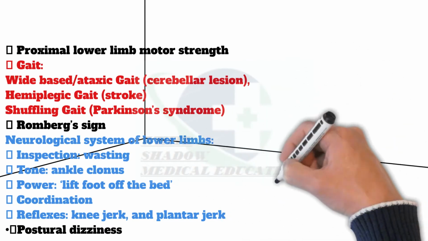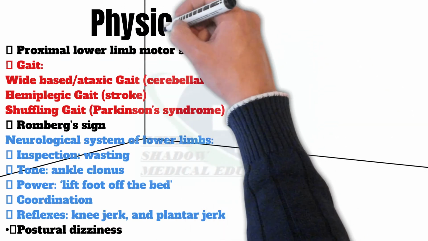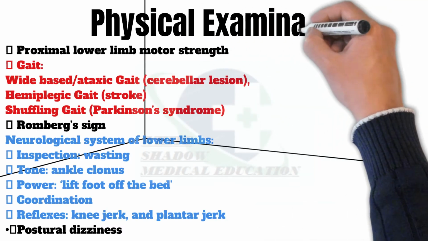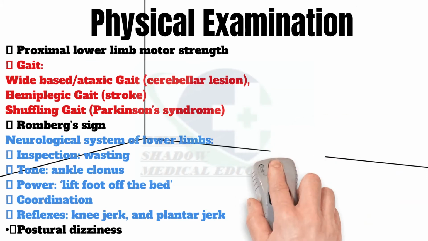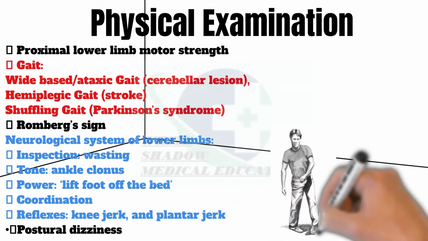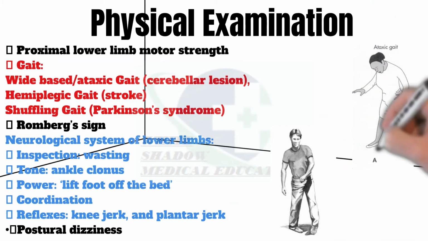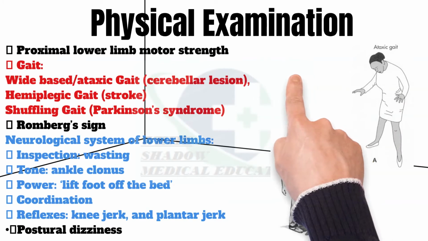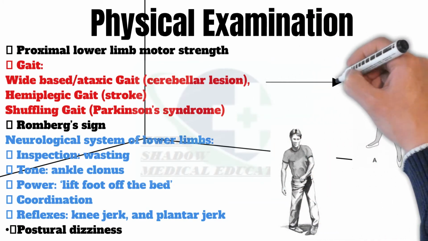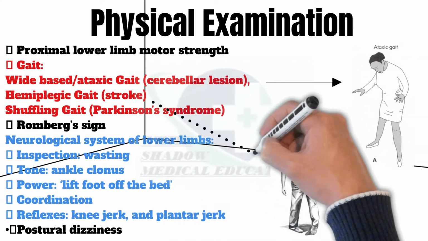Balance requires sensory input from at least two sources: vision, vestibular and proprioception. If patient is bedbound, assess neurological system of lower limbs. Inspection, wasting, tone, ankle clonus, power, lift foot off the bed, coordination, run your heel up and down the shin of your other leg, reflexes, knee jerk, and plantar jerks. Postural dizziness, assess lying and standing blood pressure. A drop in systolic blood pressure of more than 20 mmHg at 2 minutes is significant.